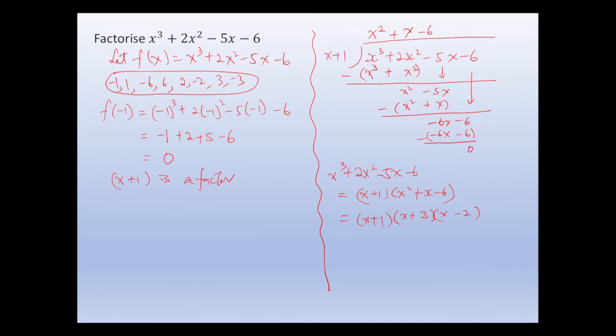Now, I am actually going to show you how to do a synthetic division. For the synthetic division, we are actually going to use the same cubic. So we use x cubed plus 2x squared minus 5x minus 6. And we know that f(-1) is actually 0, and x plus 1 is a factor. Alright, now how do we do it?